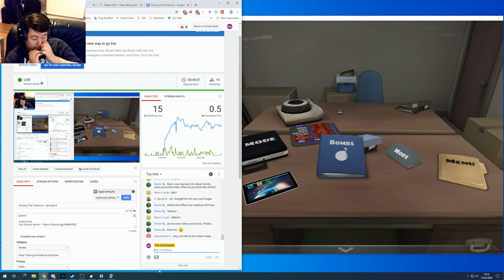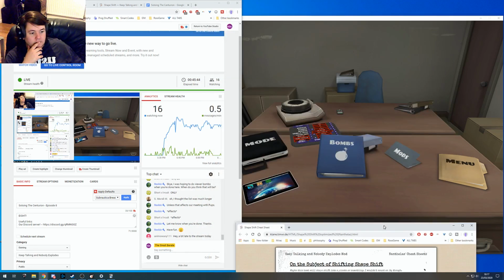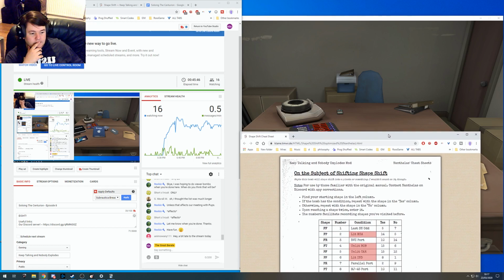Parallel port is 2, 9. An RJ port is 10, 11? Let's hide the bottom of this table. And RJ port is 10, 11, okay.